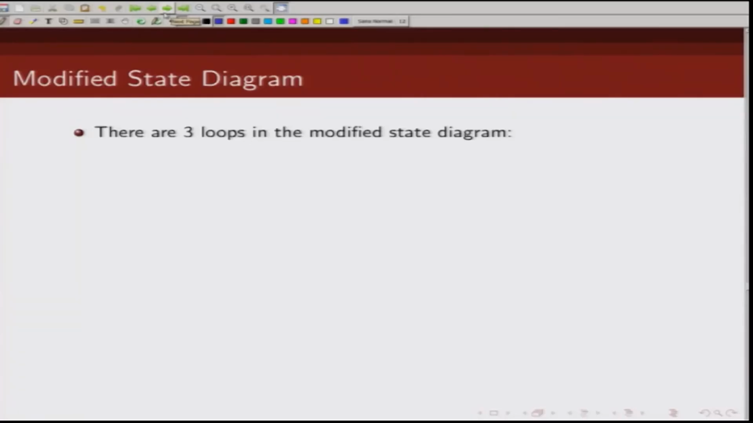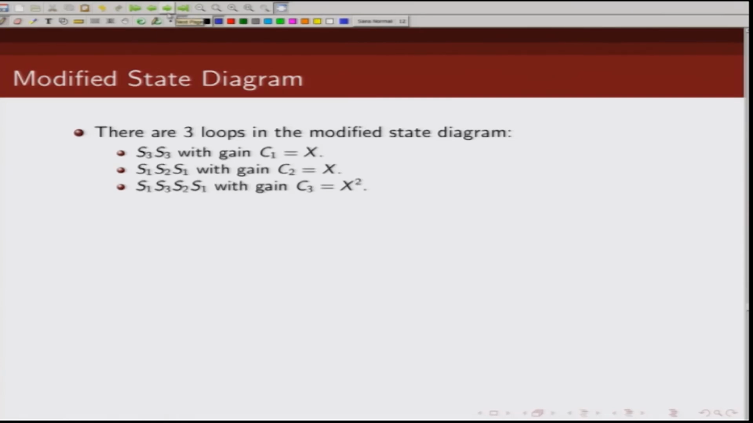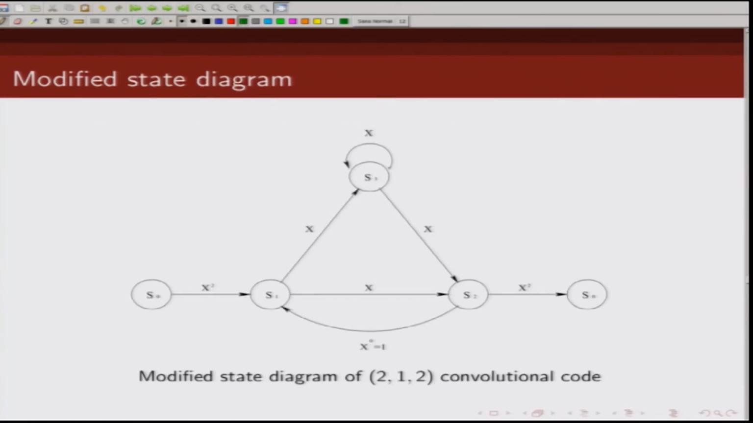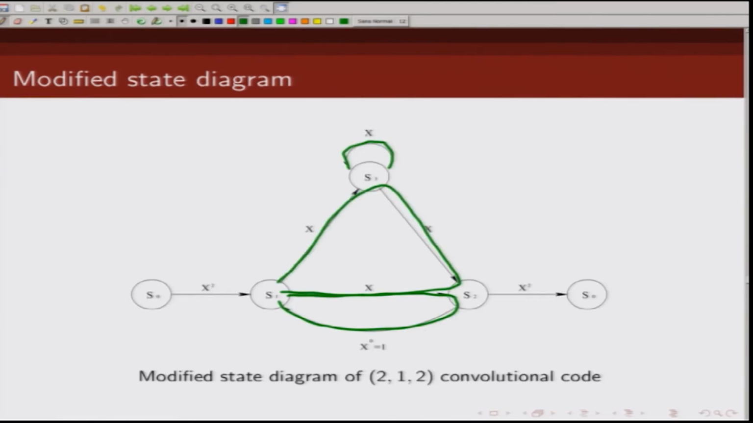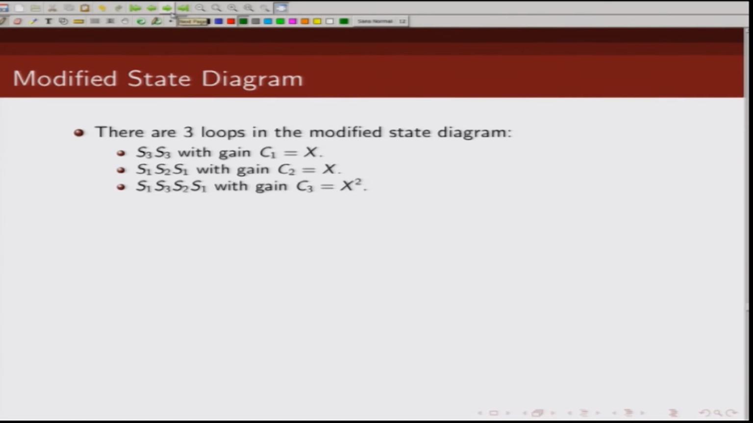First we find out what the loops are. There are 3 loops in this. One is a self loop around this state S3, whose gain is x. There is another loop, S1 S2 S1, which is this one, and the third loop is given by this. So, these are the 3 loops, and corresponding to these 3 loops, these are the gains.